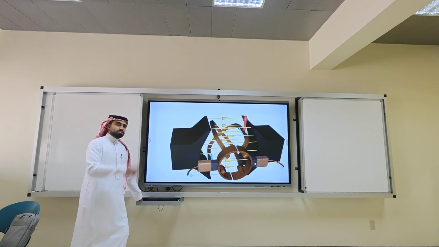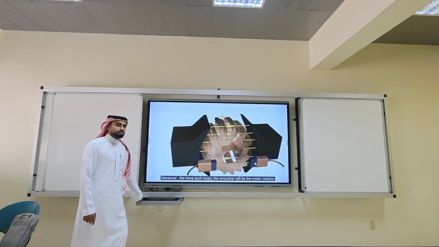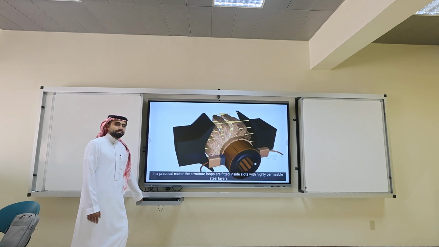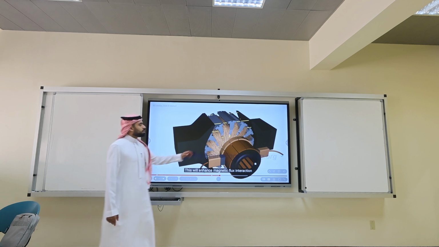Can we do more? Please. Moreover, the more such loops, the smoother will be the motor rotation. See? Isn't this the shape? In a practical motor, the armature loops are fitted inside slots of highly permeable steel layers. Highly permeable. Why highly permeable?